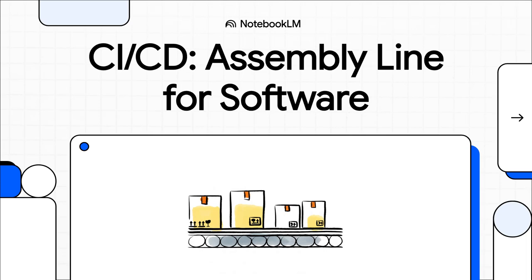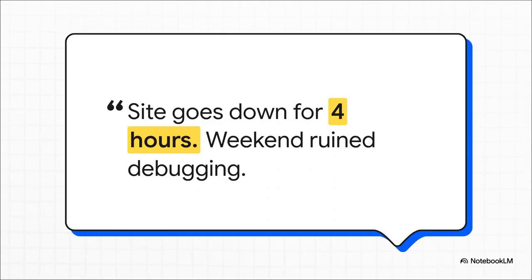All right, let's talk about one of the biggest shifts in how we build software today. We're going to dive into how you can build a reliable, automated assembly line for your code. Picture this. It's 3 o'clock on a Friday afternoon. A developer pushes out some new code, and bam, this happens.